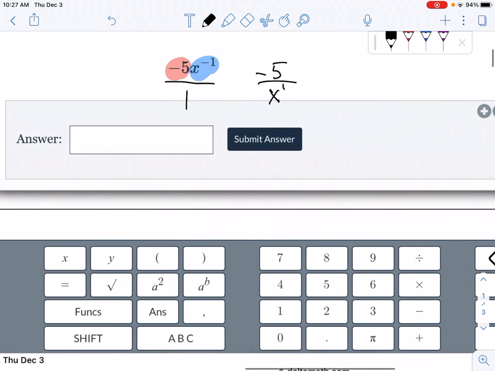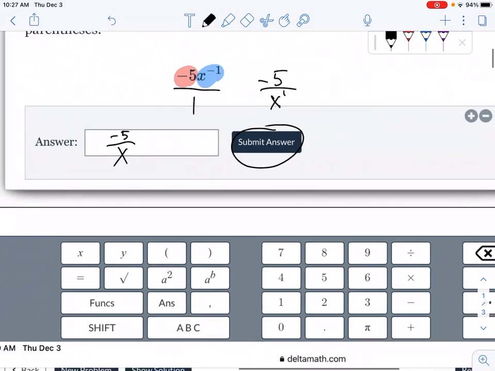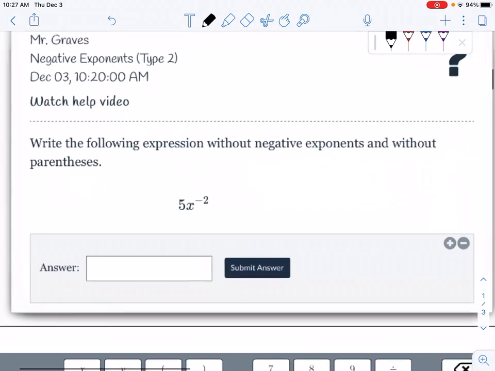And again, the way we would type that in, we would hit negative 5, and that would give us this, negative 5, and then we would hit divided by, and that's going to create a fraction. And then we would hit x, and this one's to the first power, so we can just leave it like that. And then you would hit submit. Okay.